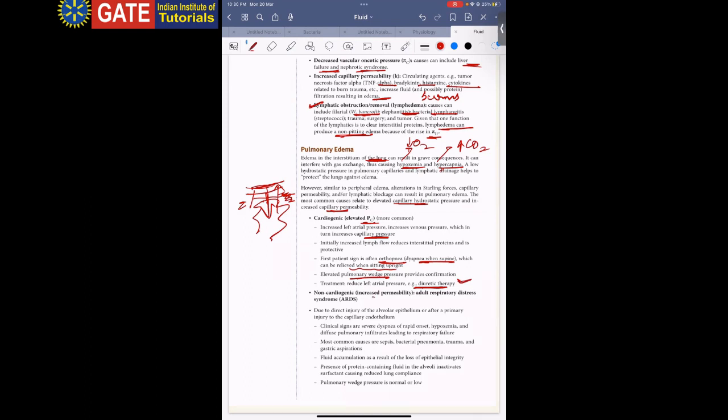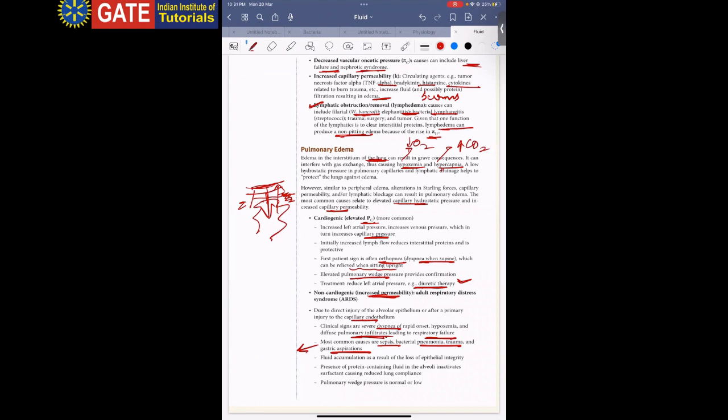Non-cardiogenic pulmonary edema is due to the increased capillary permeability, not due to the excess of the fluid or increased hydrostatic pressure. And it's most commonly associated with the adult respiratory distress syndrome. The third one is due to if there's a direct alveolar epithelial injury or there's a direct injury to the capillary endothelium. So patient can present with the different symptoms like this dyspnea, which is rapid in onset. There will be hypoxemia. You can find the infiltrates within your lung, and ultimately it can lead to the respiratory failure. And the common causes are the sepsis, bacterial pneumonia, trauma, or the gastric aspiration.